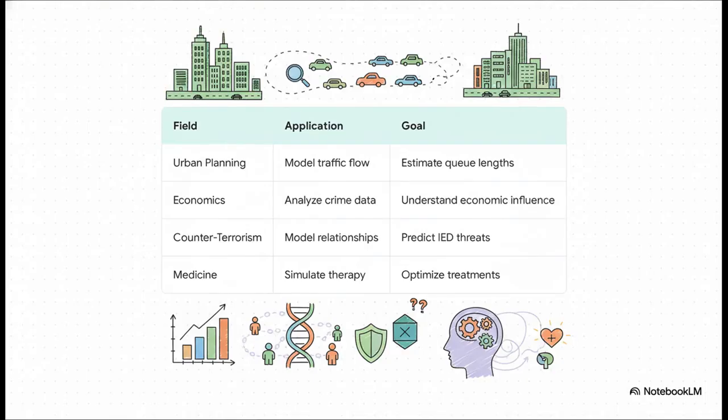I mean, just look at this range. In urban planning, models use live data from detectors to simulate traffic flow and actually predict traffic jams before they even happen. In economics, they analyze data to understand the complex links between things like economic growth and crime rates. Security models can even map out human relationship networks to help predict threats. And in medicine, well, as we're about to see, it's getting incredibly personal.